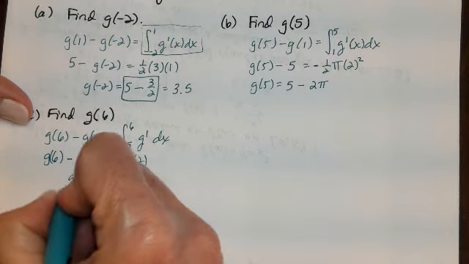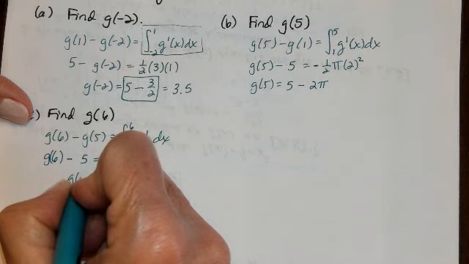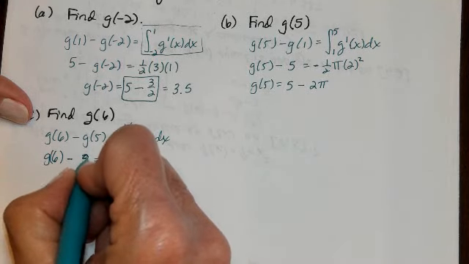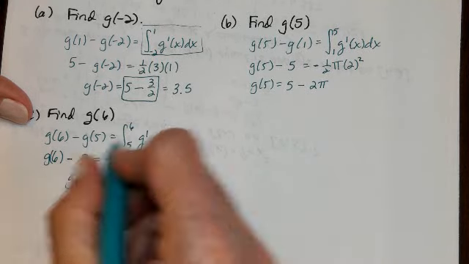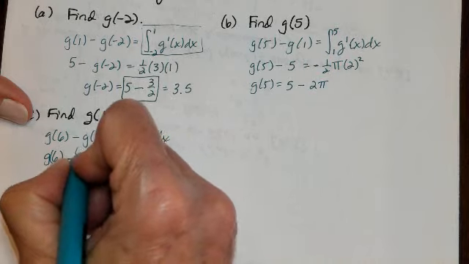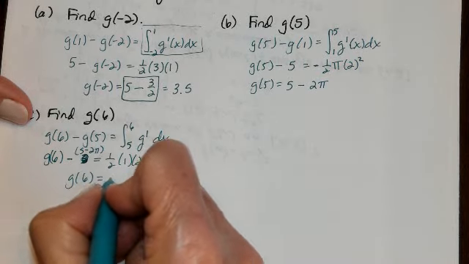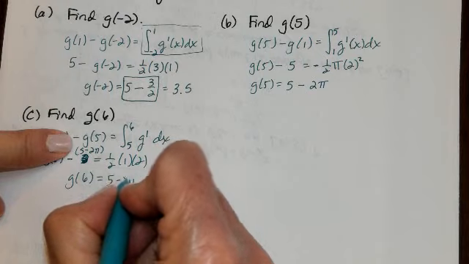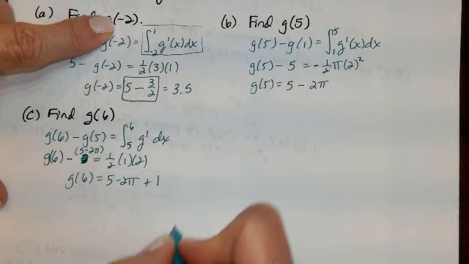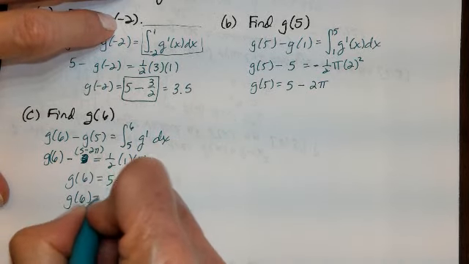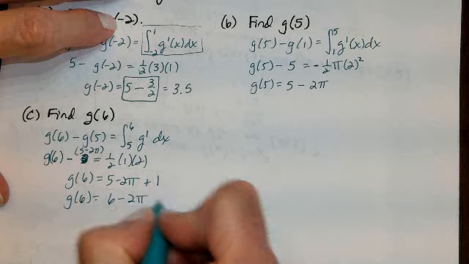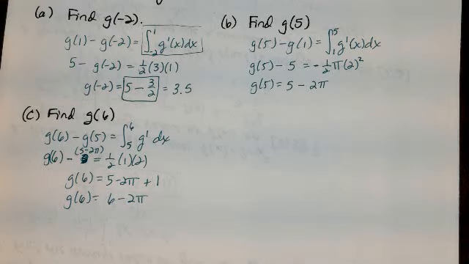Okay, so g of 6, oh goodness, I just made a mistake here. G of 5 is not 5. G of 5 was 5 minus 2 pi, right? So g of 6 will be 5 minus 2 pi plus 1. So g of 6 is 6 minus 2 pi. Okay?